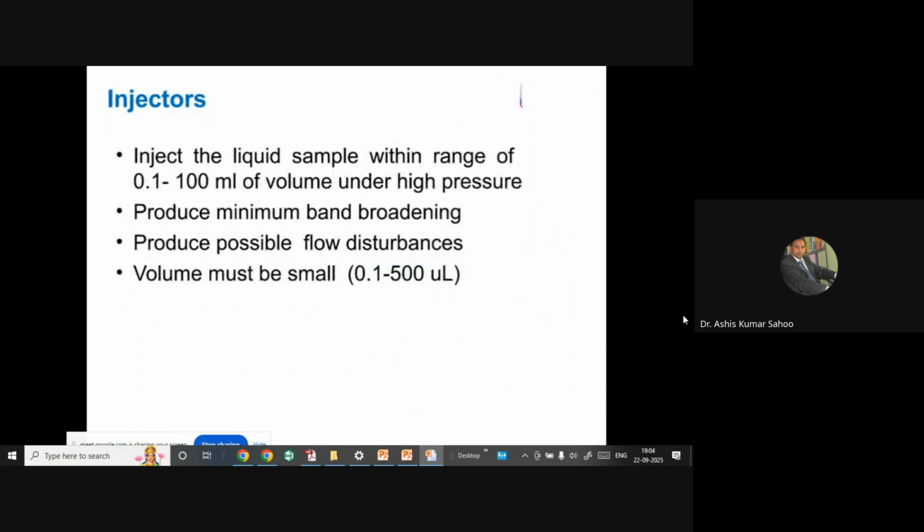Injectors inject the liquid sample. Another part is the injection site, where a liquid sample within the range of 0.1 to 100 ml of volume is injected under high pressure. It produces minimum band broadening and minimum possible flow disturbance.